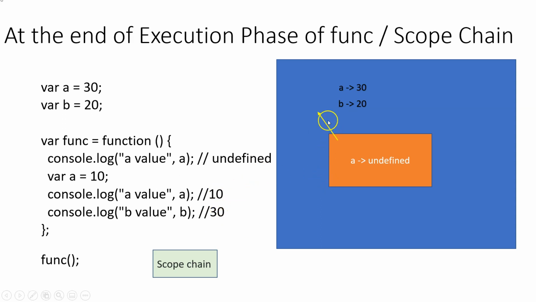Okay. So it creates a chain from the child execution context to the parent execution context, and from the parent to the global execution context. That chain is called the scope chain. This is also an important question. So it forms a scope chain to retrieve the value of the variables. This is called a scope chain. I hope you understood this. This is about execution context.